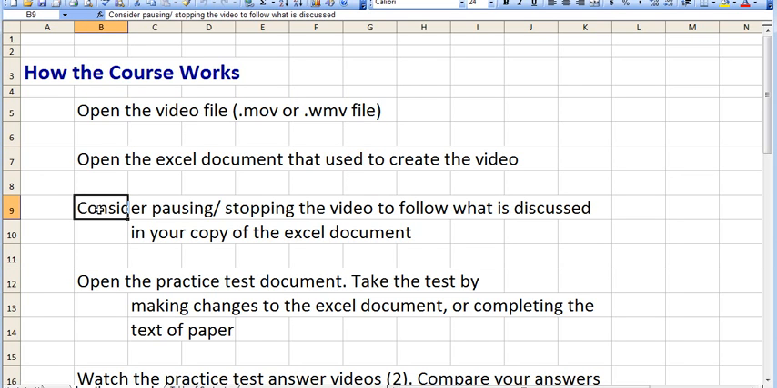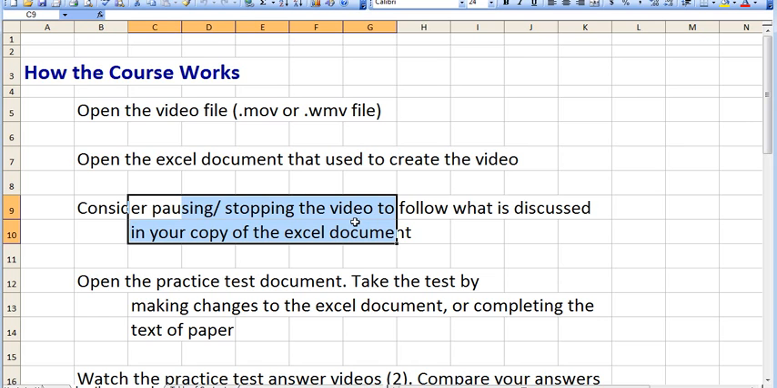Then when you watch the video, you can consider pausing or stopping the video to follow what's discussed, go back over something, use the Excel document to click around and see what you may have missed, and then you can start it up again or you can rewind it.